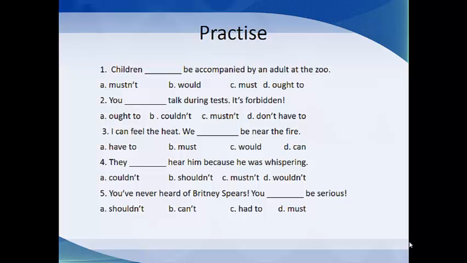Number 5. You've never heard of Britney Spears? You, blank, be serious. Shouldn't, can't, had to, must. The correct answer is can't. You have never heard of Britney Spears? You can't be serious.